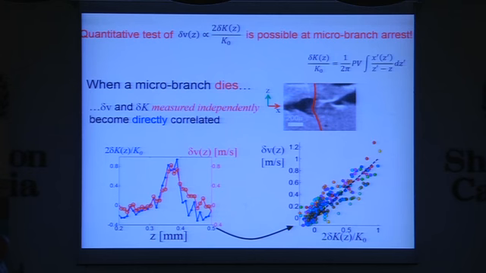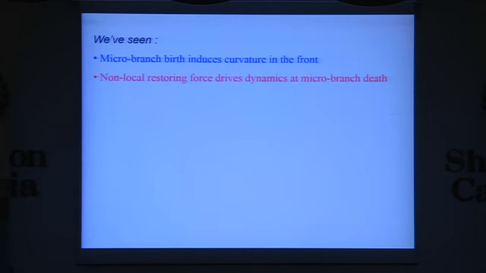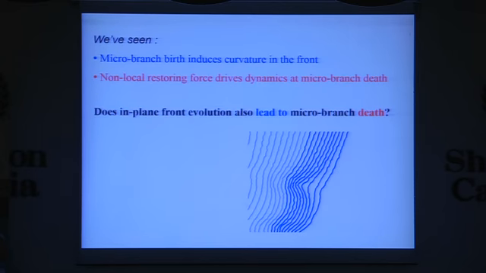The instantaneous change in velocity at the time of release is exactly given by the instantaneous change in the stress intensity factor. So we understand what happens when we release the rubber band, but what about the death of the microbranches?